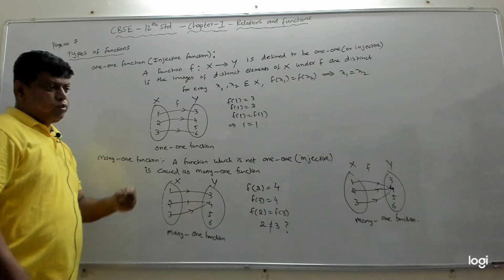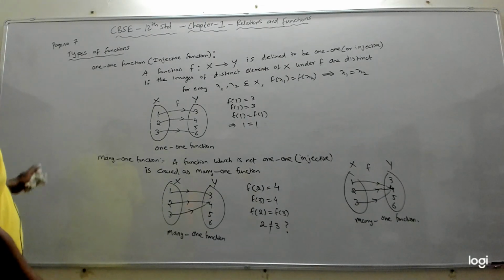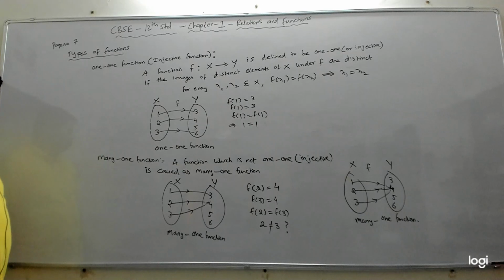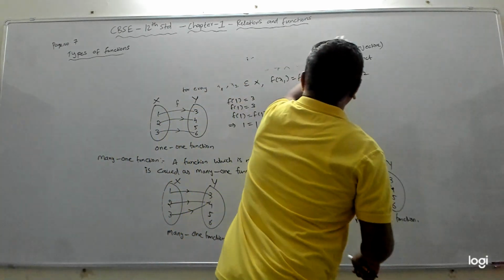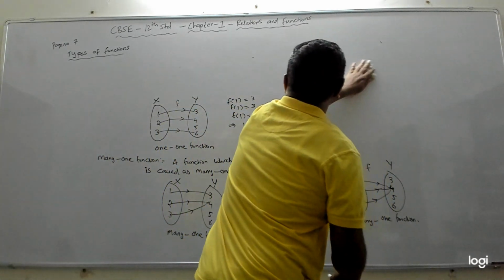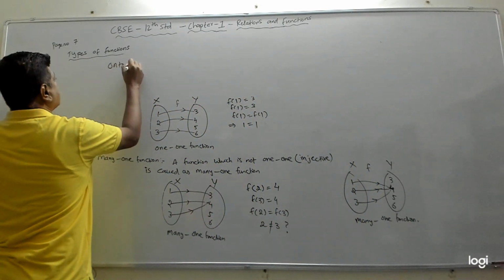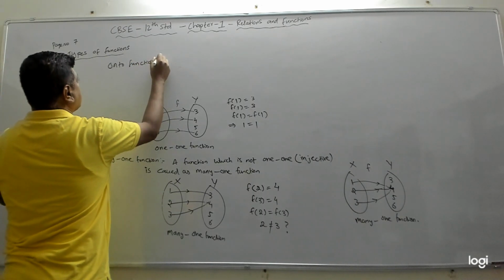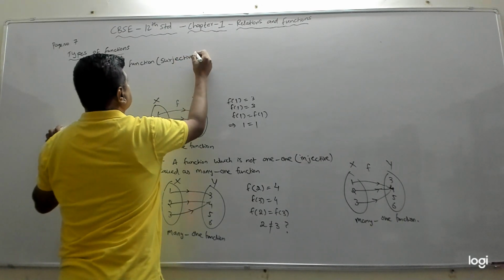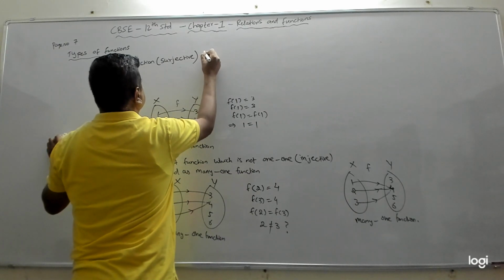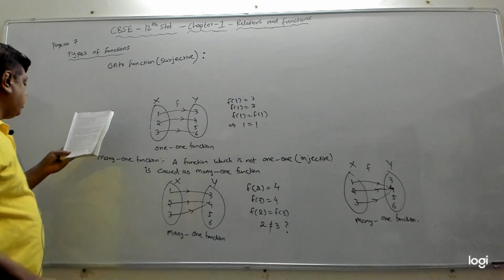Okay, now let's go to the next type of function, which is definition 6. All of you pause the video and take the notes. I'm erasing. The next type of function is the onto function. It is also called surjective function. The definition is given, which is definition 6 in your textbook.